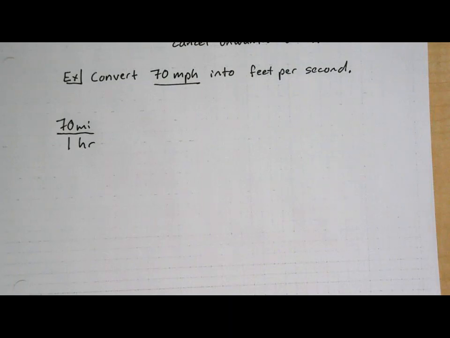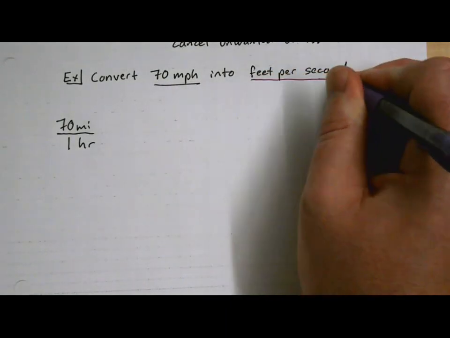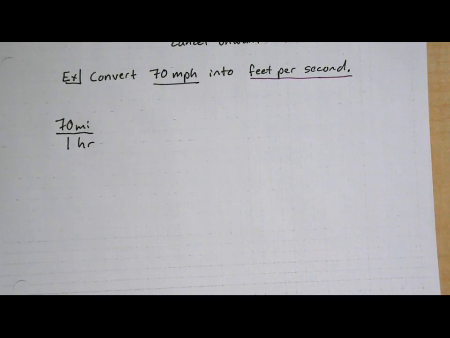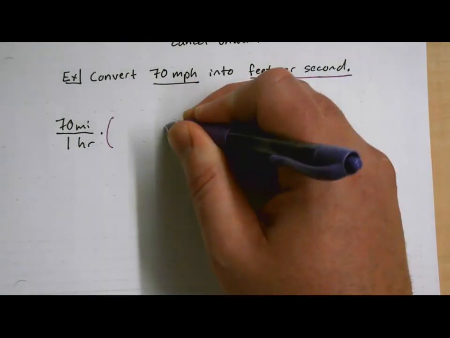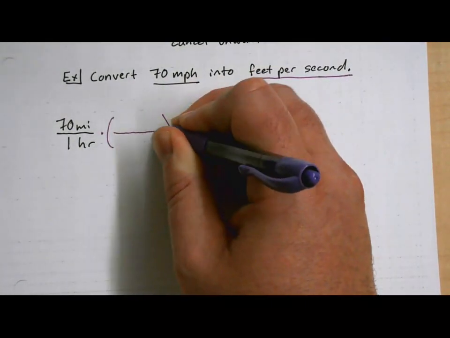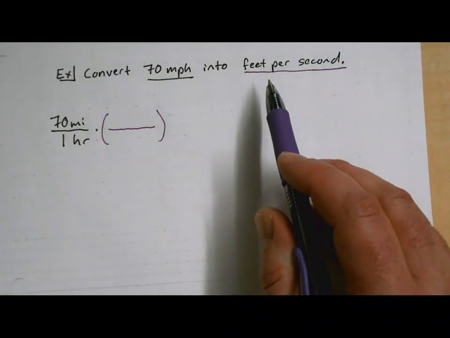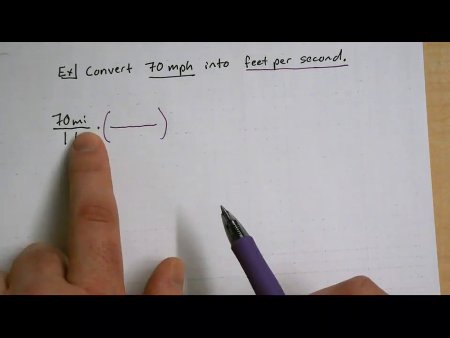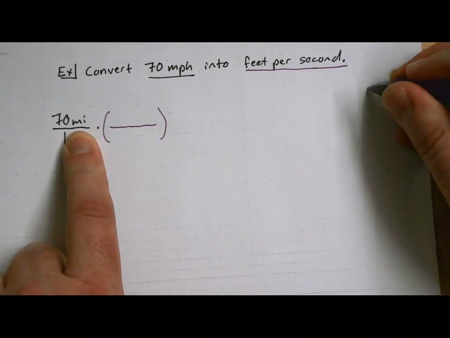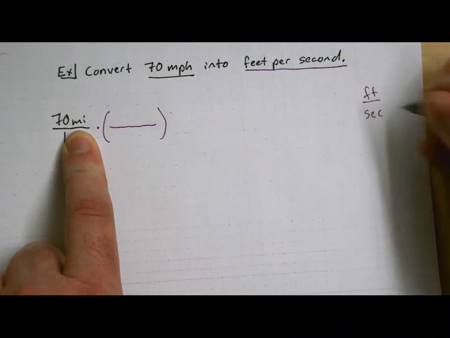Our goal is to get to feet per second. So I'm going to multiply this fraction by some other fractions. And these other fractions, I want them all to be equal to 1. I don't want to change the thing that I'm looking at. I just want to change the units. All right, so let's deal with miles. I want to go from miles, and I want to try and get it into feet. My final answer wants to be feet per second.